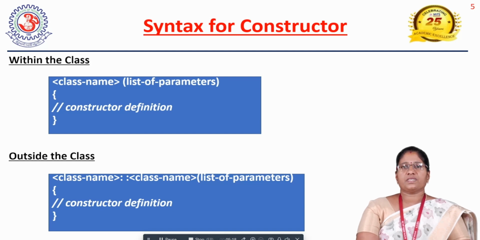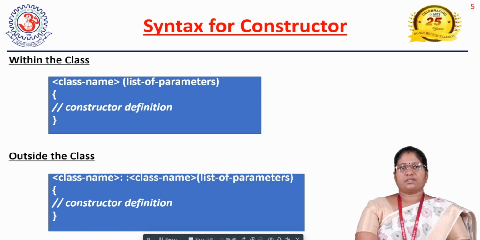This is the syntax we follow while using a constructor. We use two different kinds of syntax for a constructor: one is within the class, another is outside of the class. Within the class, we give the class name, then a list of parameters if there are any, or else directly give the proper definition within the class.